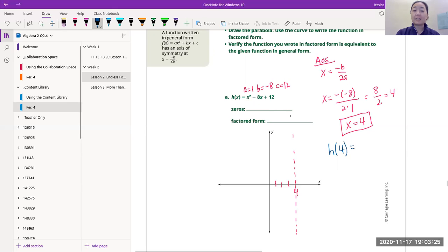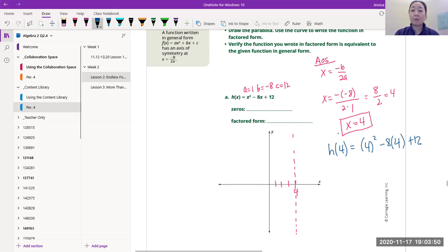So, I see an x here. So we're going to go 4 squared minus 8 times, I see another x. So I'm going to replace it with a 4 plus 12. That's what this x means. What I really like about function notation is that we don't have to say, what is y when x is equal to 4? We just say, what is h of 4? That's it. It makes it a lot more simple.